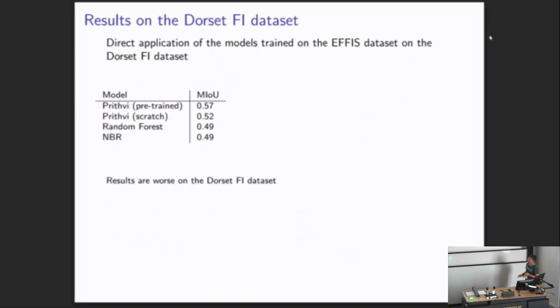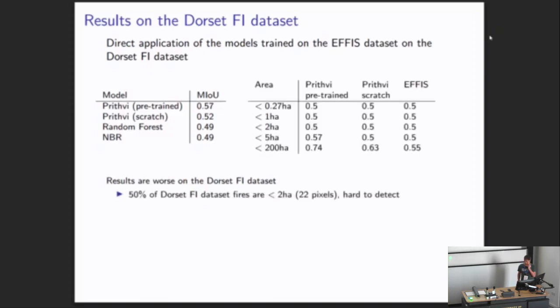So I used also this model, the model that was trained on the EFIS dataset, directly on the Dorset Fire Intervention dataset, that, as I said, contains much smaller wildfires than the Dorset dataset. And you can see that the performance has really decreased. However, you can still see that the geospatial foundation model works much better.